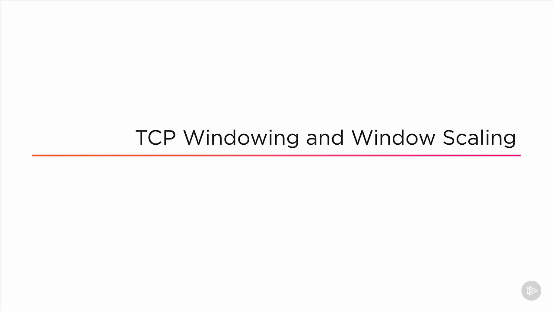Windowing is one of the less talked about aspects of TCP, but it's very important because it can severely impact network performance. Before we talk about what windowing is, we need to get a clear picture of the problem that it was designed to solve.